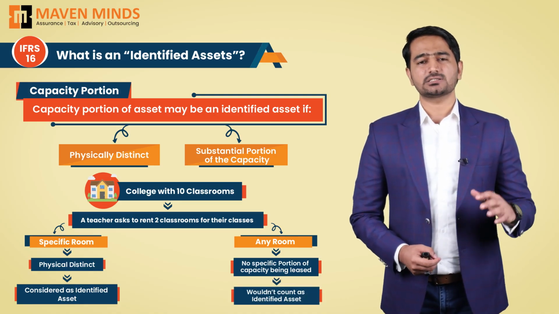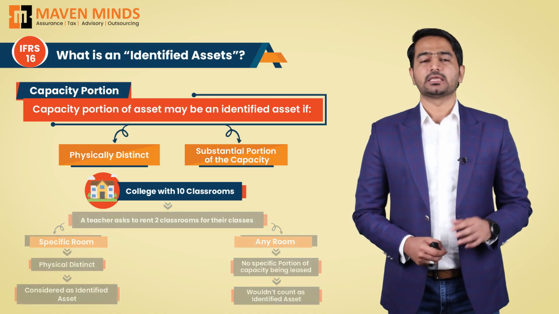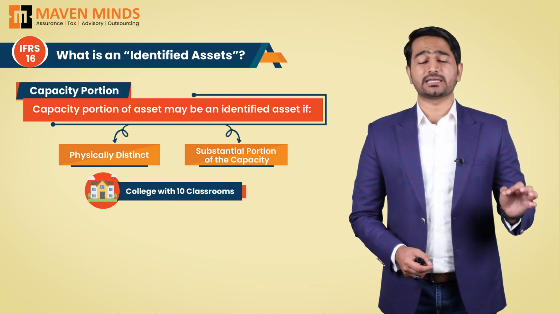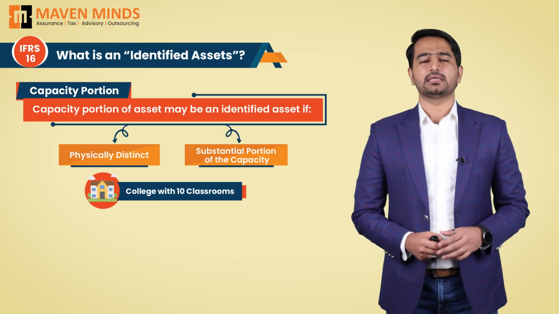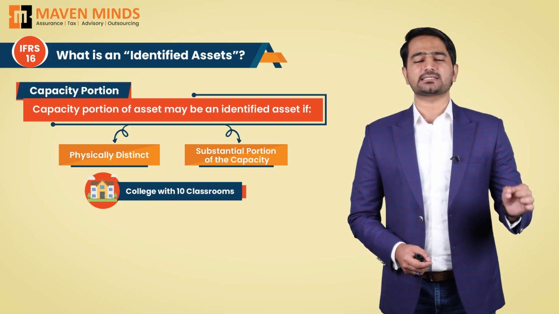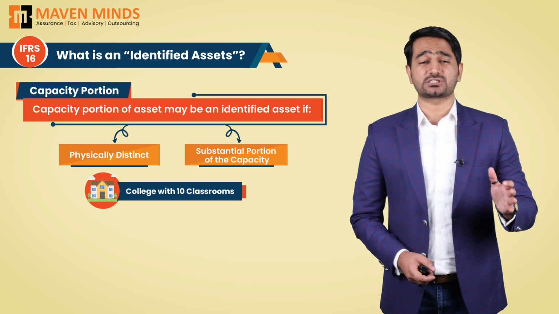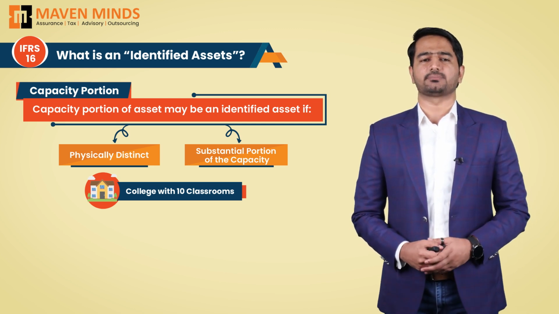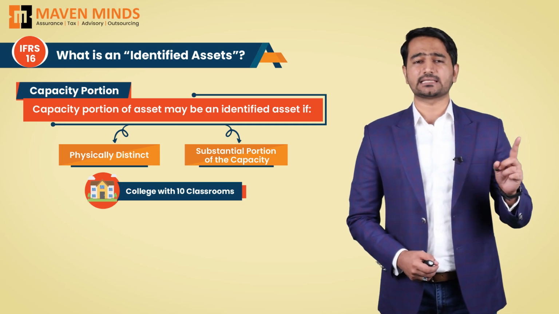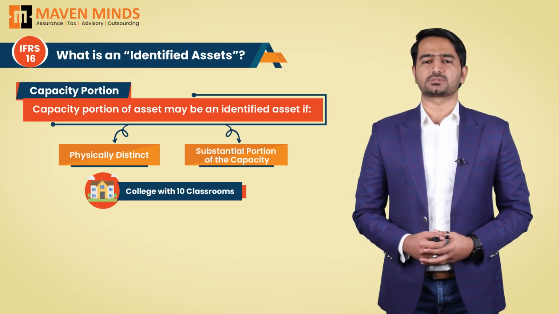Now, let's look at the second condition. Even if the portion is not physically distinct, it can be considered as an identified asset if the lessee is using a substantial portion of the asset's capacity. Let's go back to the example of my college with 10 classrooms.